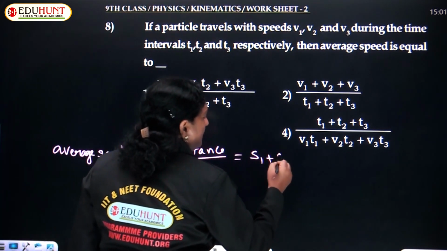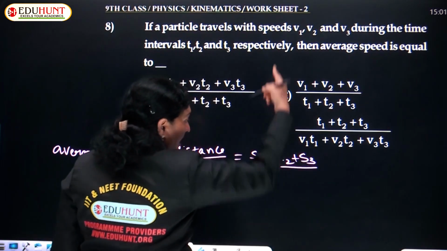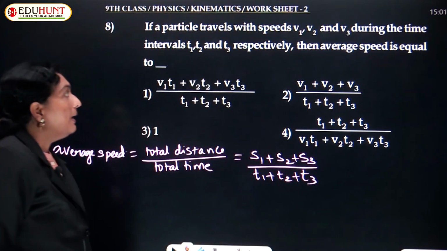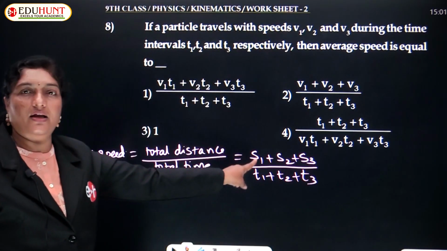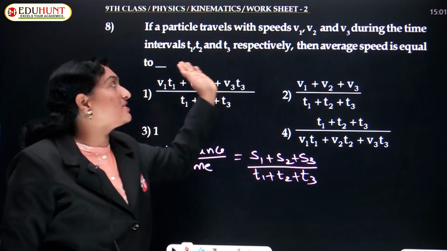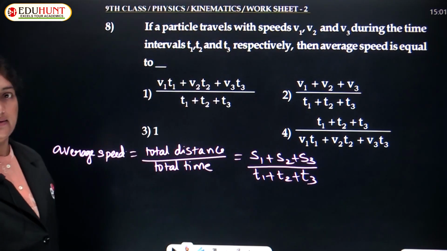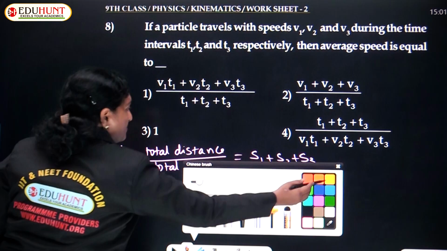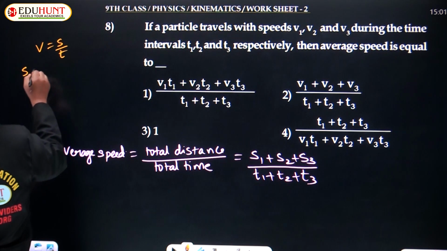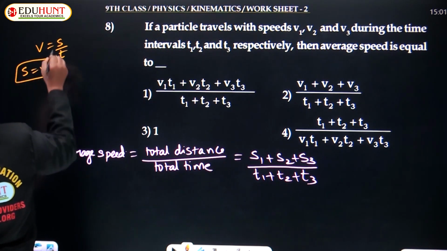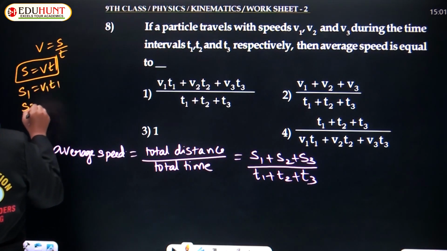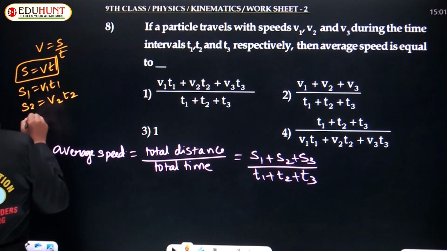Let us say it as S1, S2 and S3 respectively. They have given the times T1, T2, T3. But in the question, nowhere have they given the distances. So you have to replace distances in terms of the given conditions, speed and time. Children, as we know, speed is equal to distance by time. So we can write distance as speed into time. So S1 can be written as V1 T1, S2 can be written as V2 T2, whereas S3 can be written as V3 T3.